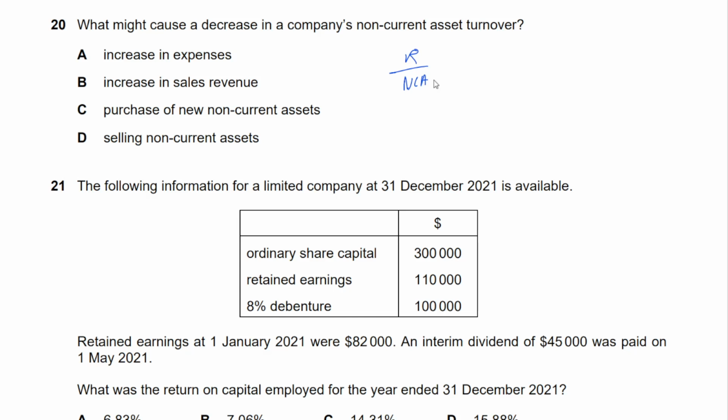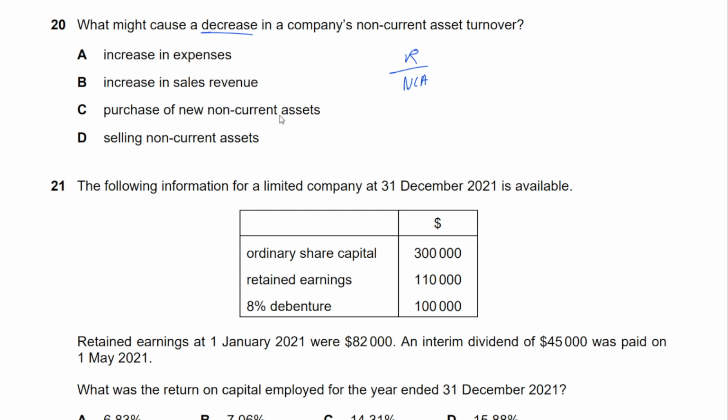Okay, so increase in expenses has nothing to do with it, apparently. Increase in sales revenue will cause an increase in your non-current asset turnover, right? Because if your revenue goes up, the numerator goes up, denominator stays the same. The formula gets better. It doesn't get worse. We're talking about the worst scenario.